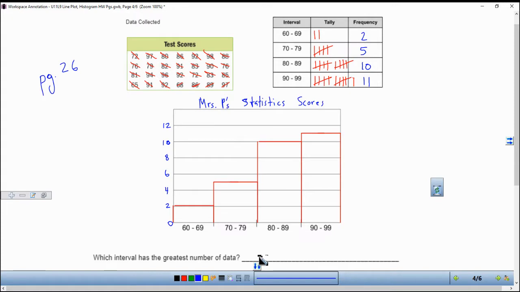Okay. All right. One other thing we might do is at the bottom here. What do these numbers mean? These are the test scores. I'm just going to label that. That's test scores. And what might these numbers mean? These are the frequency right here. Frequency.